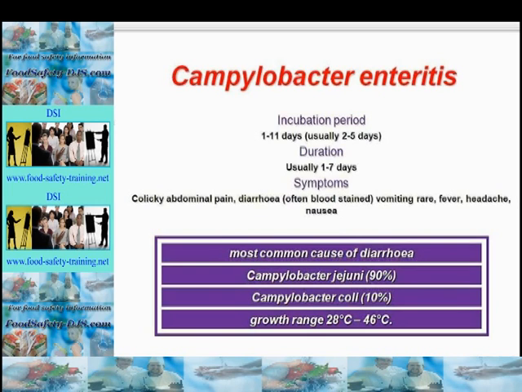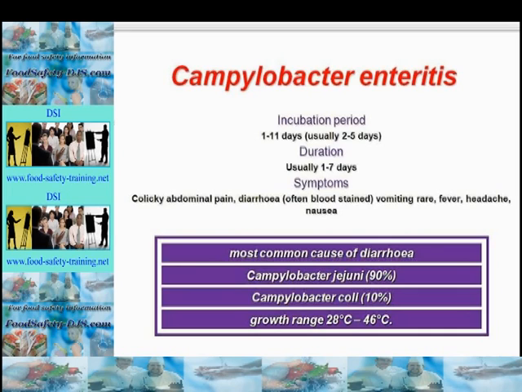The incubation period for this bacteria is between 1 and 11 days, typically 2 to 5 days. Duration of the illness is between 1 and 7 days. Symptoms include colicky abdominal pain and diarrhea, often blood-stained. Vomiting is rare, usually accompanied by fever, so it does usually start with flu-like symptoms. You get headaches and also nausea. And this bacteria is the most common cause of diarrhea in the UK.